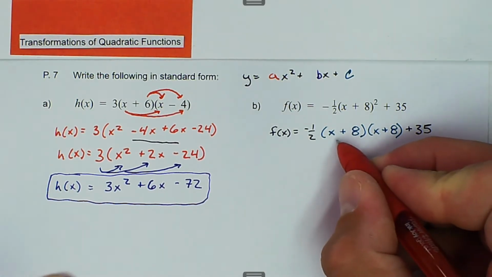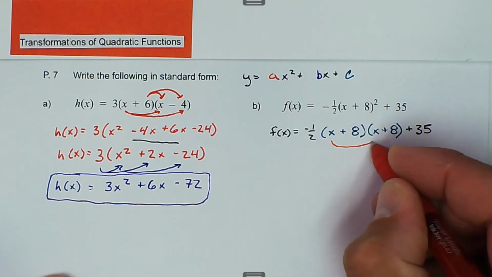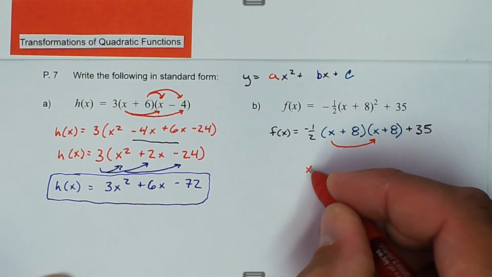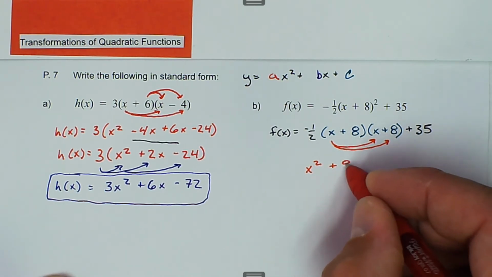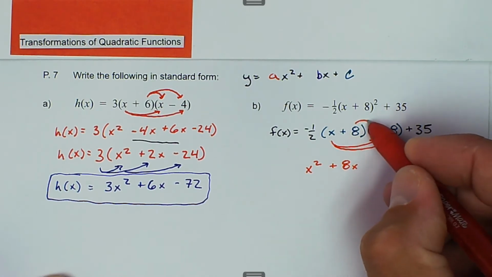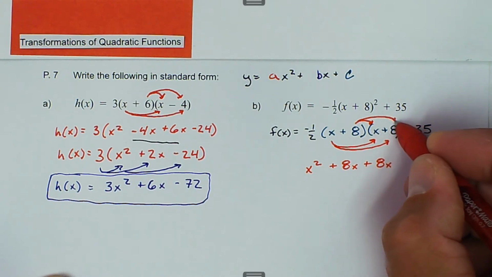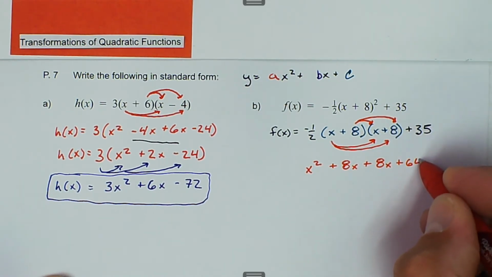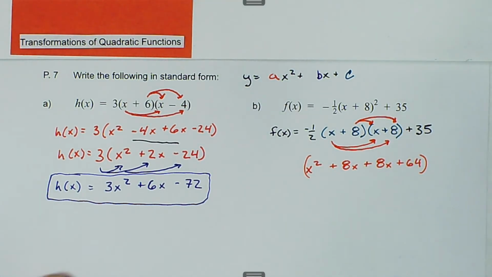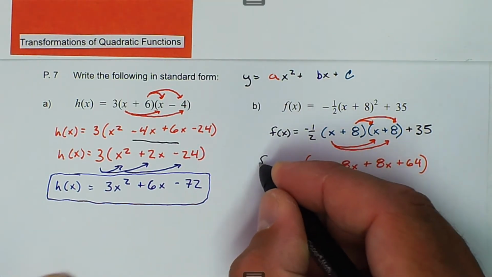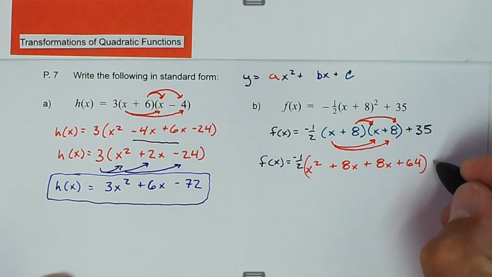So the first thing we want to do is distribute the x plus 8 times x plus 8. So we get x squared plus 8x plus 8x plus 64. And that's still in parentheses, and we still have everything else that we have to bring down. So f of x is equal to -1/2 plus 35.